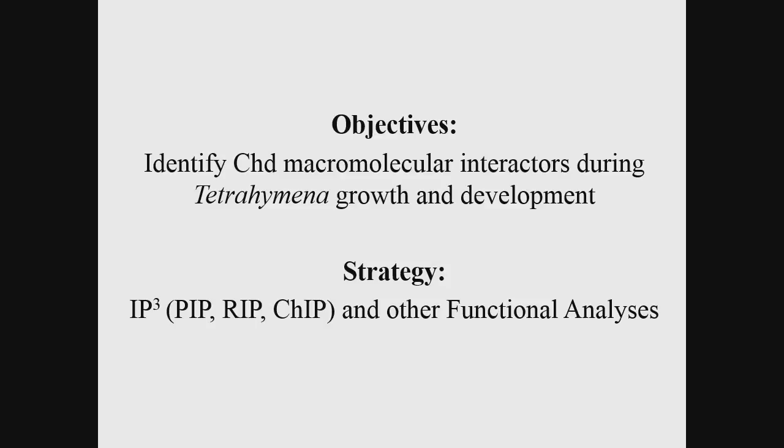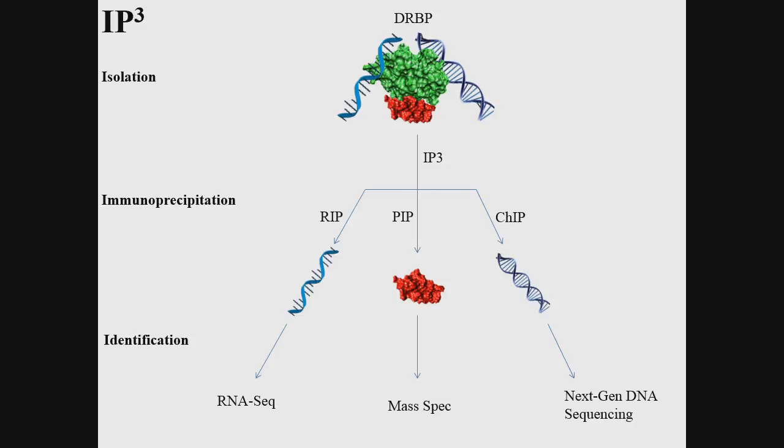The strategy that I'm using I just called, for a jazzy name, IP3, and this is protein immunoprecipitation, RNA immunoprecipitation, and chromatin immunoprecipitation, trying to identify these specific macromolecules throughout the life cycle. I'll also talk about one other functional analysis that I did using a peptide array. So IP3 is looking at three different macromolecules, DNA, RNA, and protein, and it relies on having a protein-tagged cell line with your protein of interest, in this case the CHD family proteins.